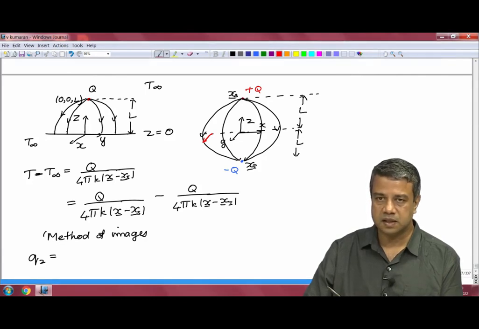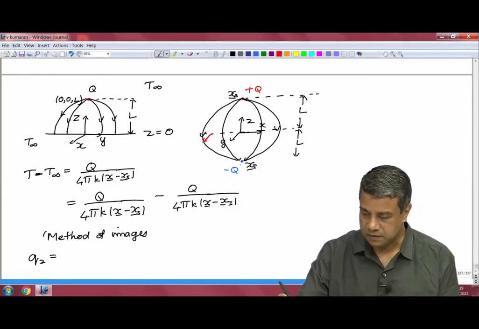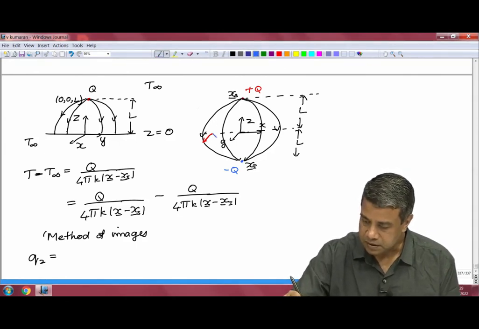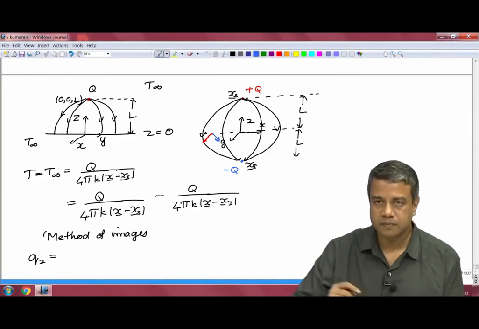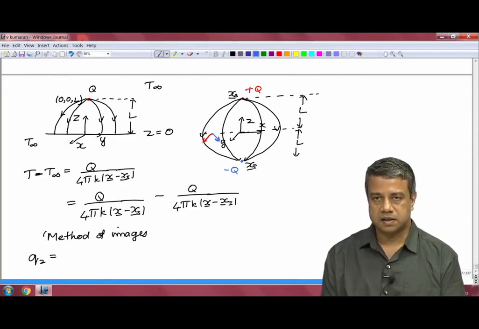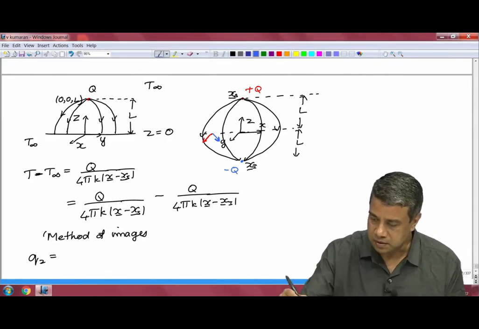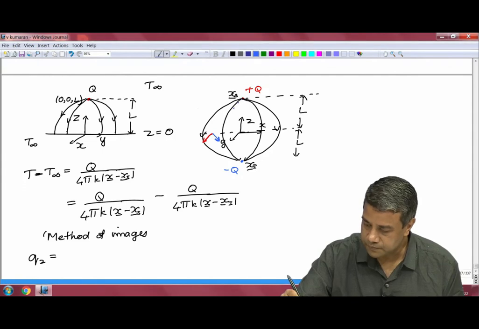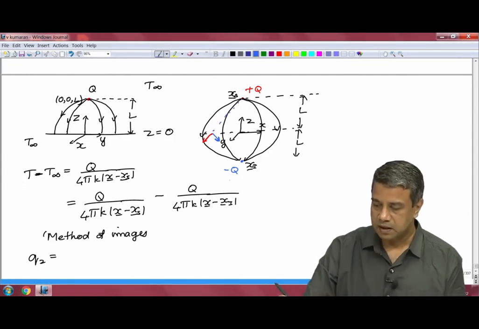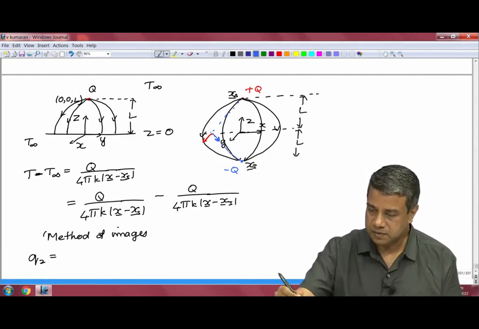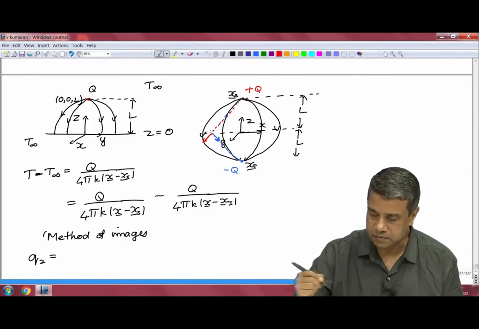The flux line due to the sink is in the negative direction of the flux line due to the source. So, if the sink is at this location, the flux line has to be in this direction, because the source and sink are of equal magnitude. From the source, it will be going along the outward radial direction. Along the sink, it will be coming along the inward radial direction to the sink.